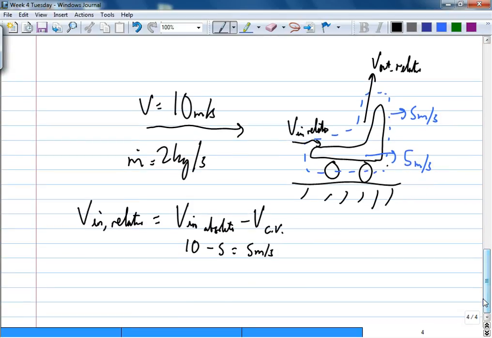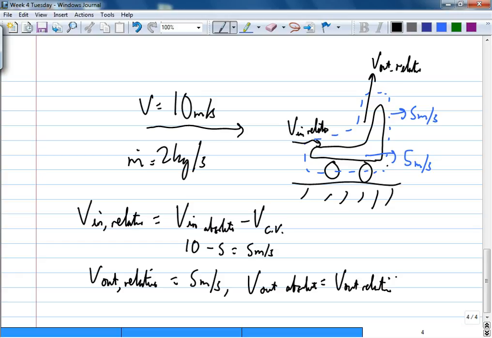If it comes in at 5 meters per second, again on the skid we assume the ideal case, the water doesn't slow down. So the V out relative to the skid is equal to 5 meters per second. The V out absolute is equal to V out relative plus V of the control volume.